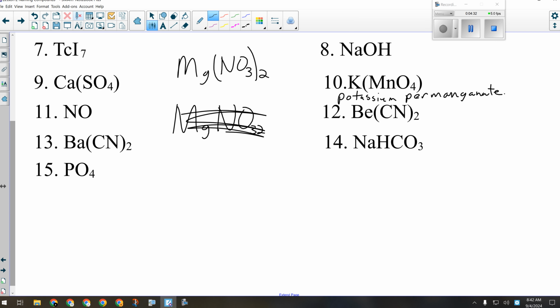Okay, number 11. Ionic or molecular? Molecular. Nitrogen is a non-metal, so this stuff would be nitrogen monoxide. Oop, that's too many O's.